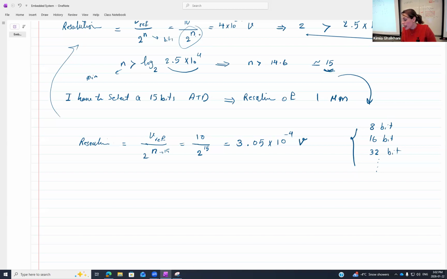So we need to select a 15-bit analog to digital converter to have the accuracy of 1 micrometer. And since it might not be available in the market, I go grab the one which is closest, and that would be the 16-bit. Everyone got it?